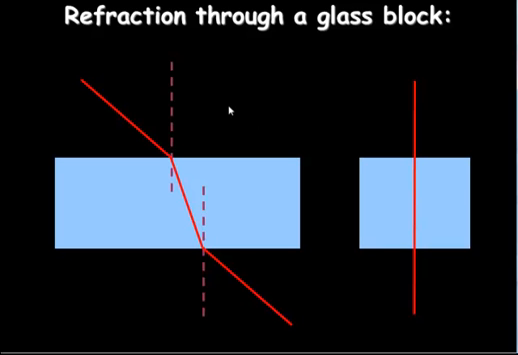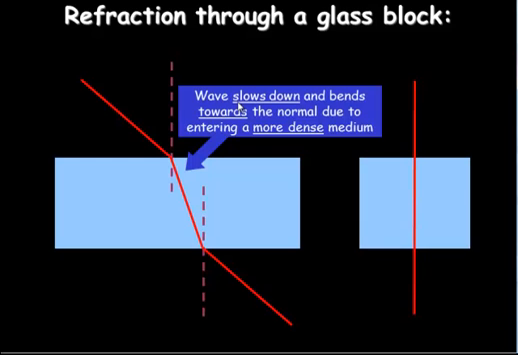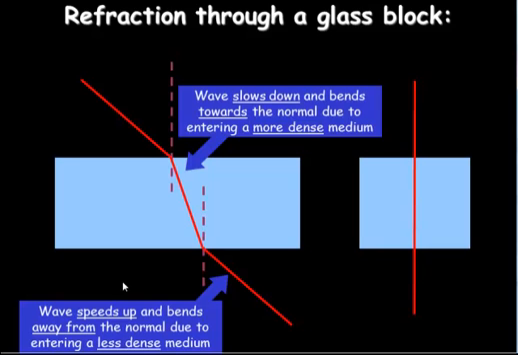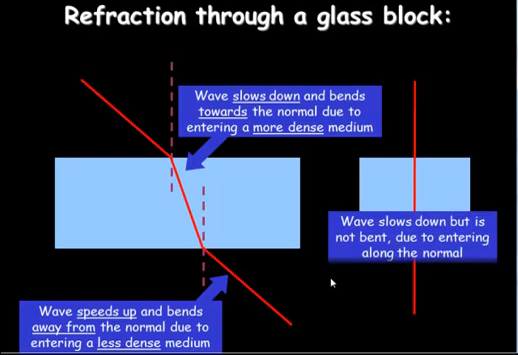So in both of these situations, I need you to now try and imagine what's going to happen here. The outcomes are written here. As the wave slows down, it bends towards the normal due to entering a more dense medium, and the wave speeds up and bends away from the normal due to entering a less dense medium. As I mentioned before, the wave slows down but is not bent due to entering the medium travelling along the normal.